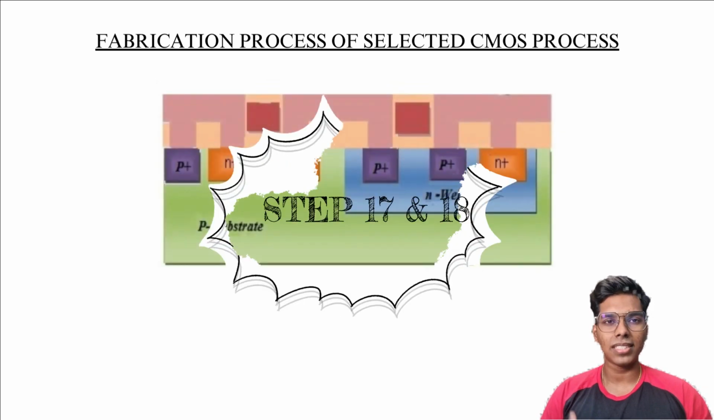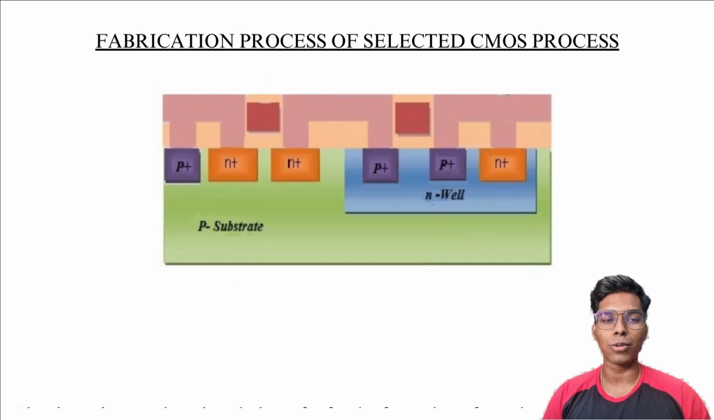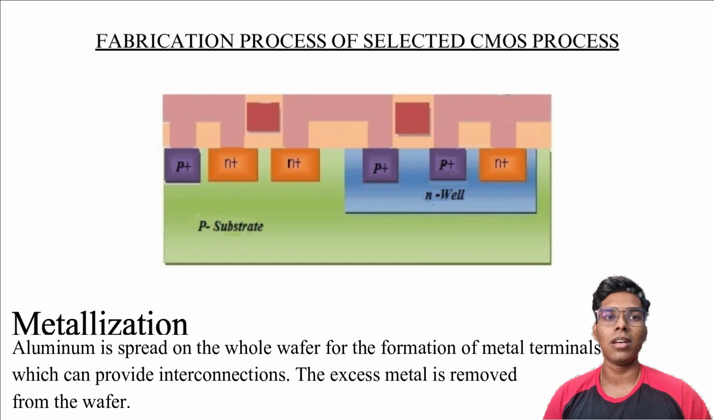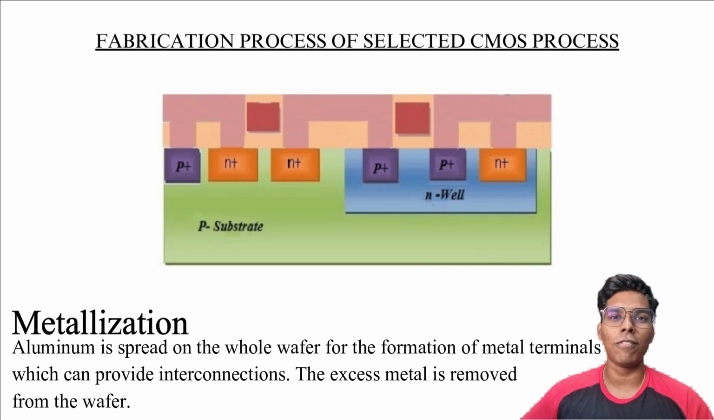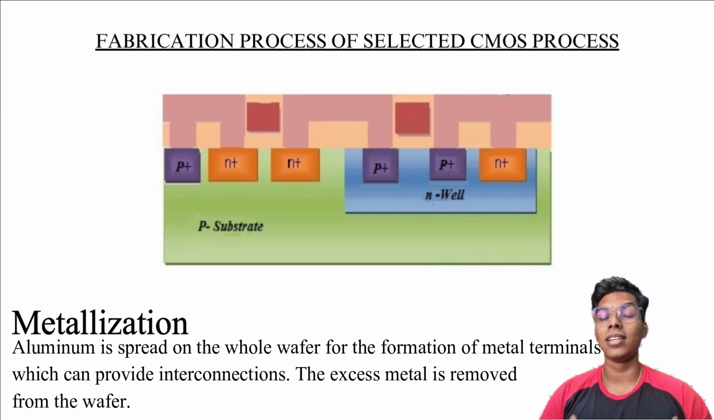Whereas for step number 17 and 18, this is where two processes occur at the same time, which is metallization and removal of excess metal. Time to connect the dots. We lay down metal terminals, typically using aluminium, to create interconnection. We don't need all the extra metal. It's like trimming the edges. We remove the excess metal from the wafer.